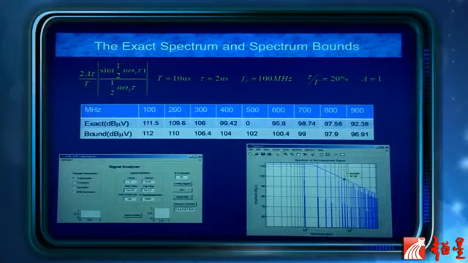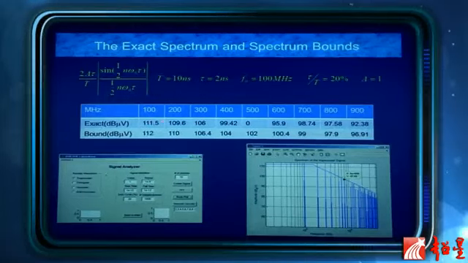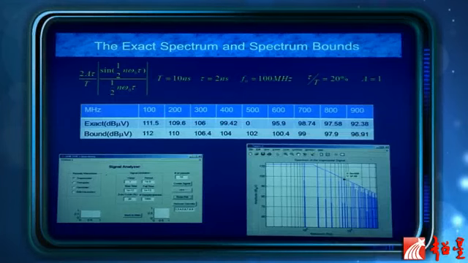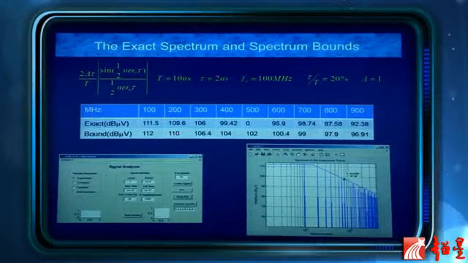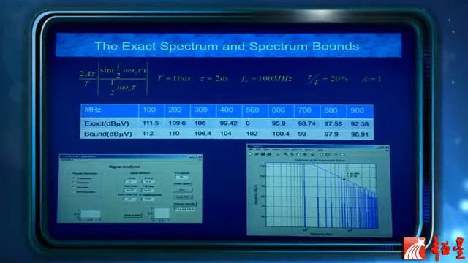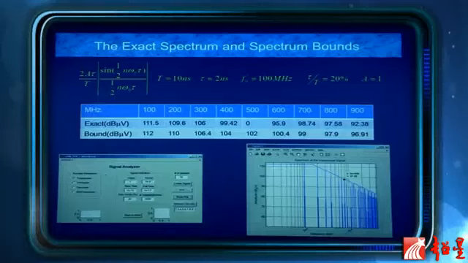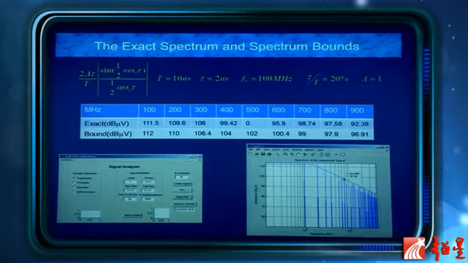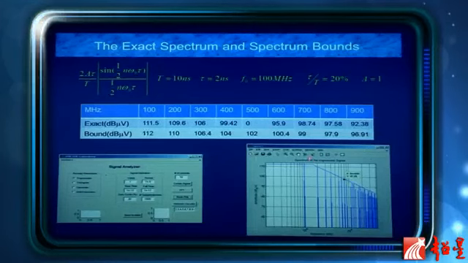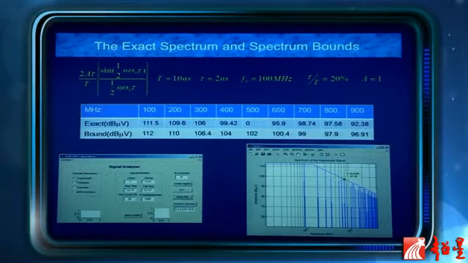Okay, if you look at the exact value, this top is the exact value at 100 megahertz, 200 megahertz. Those are harmonics of this signal, and then the bound value. You can see that the exact value is all below the bound value. For example, at 500 megahertz, the exact value is 0. The bound value is 102. Okay, and that's why we can call this a bound value.